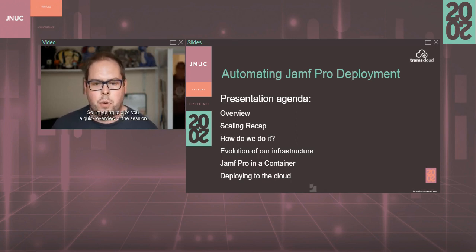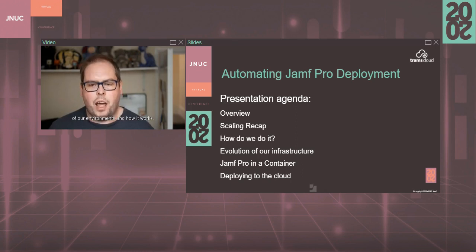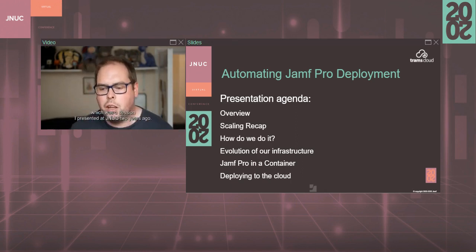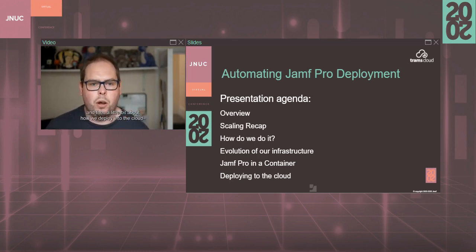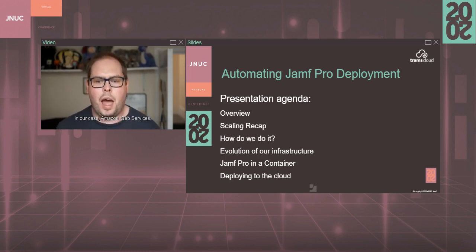So I'm going to give you a quick overview of the session, of our environments and how it works. We're going to have a quick recap on Jamf Pro scaling, which was a session I presented at JNUC 2 years ago. Then we're going to talk about how we automate our deployment, the evolution of our infrastructure, how to build Jamf in a container, and then a little bit about how we deploy into the cloud, in our case, Amazon Web Services.